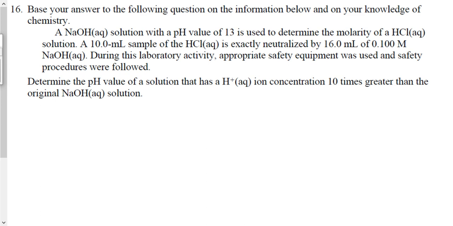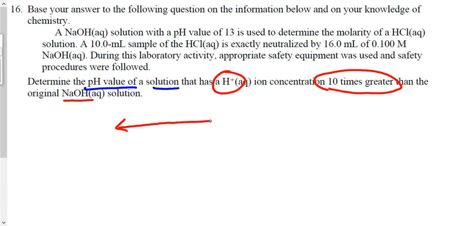So question 16 is very similar to question 15. We have to identify the pH of a solution that has hydronium ion concentration 10 times greater than the original NaOH solution. So we're looking for a solution that has 10 times greater hydronium ion concentration than the original one, right?